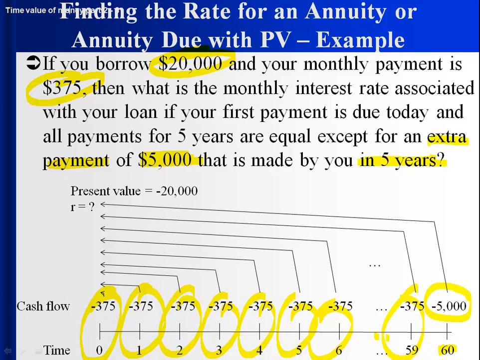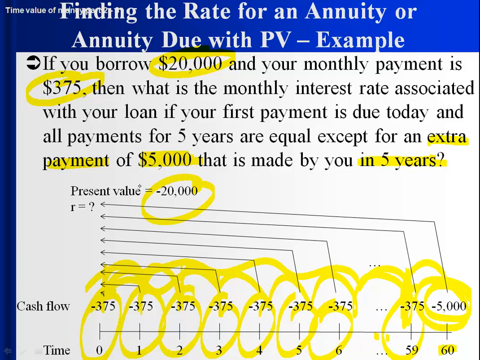So what we're really trying to find is the r such that negative 375 plus negative 375 over 1 plus r plus negative 375 over 1 plus r squared plus negative 375 over 1 plus r to the third all the way out to negative 375 over 1 plus r to the 59th plus negative 5,000 over 1 plus r to the 60th is equal to negative 20,000.